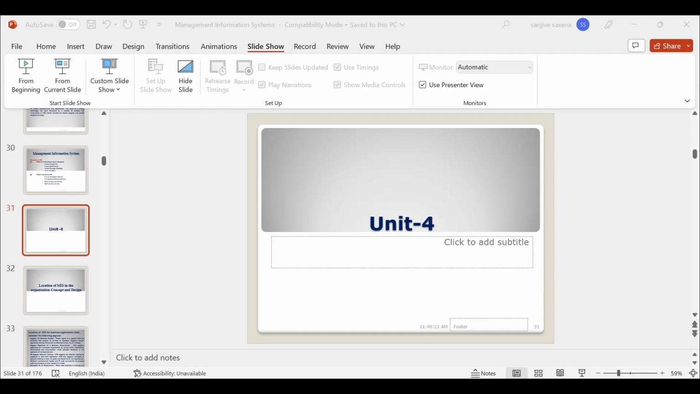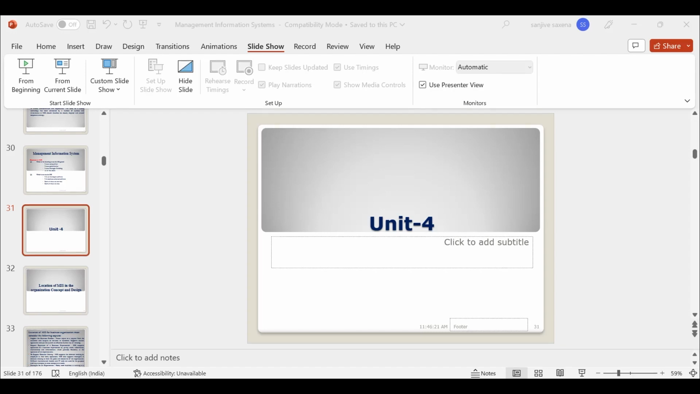This is the MIS theory part that we have been discussing. Yesterday we covered unit 3. Today we will be covering unit 4 also, right? Unit 4 deals with the location of MIS in the organization: concept and design. This means where exactly MIS is located in the organization and what it does in terms of the conceptual level and the design level, right?